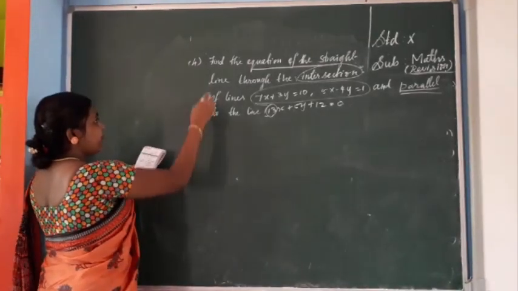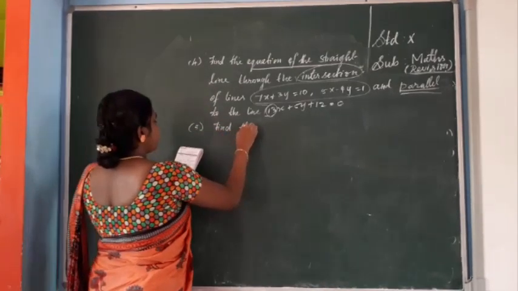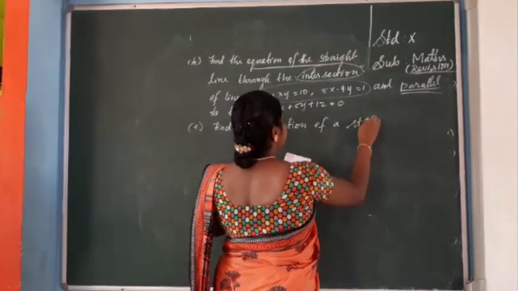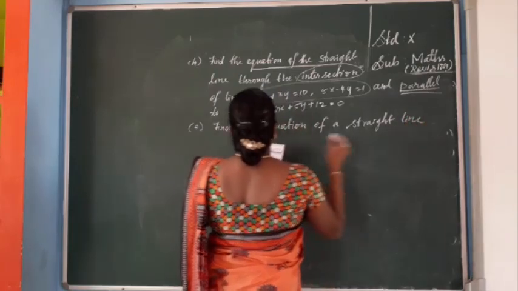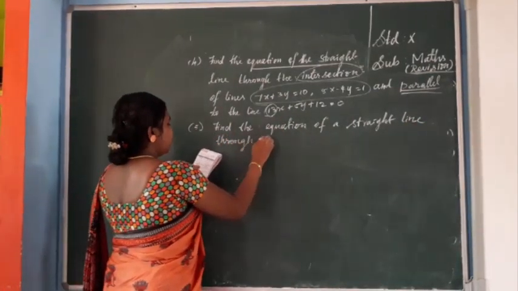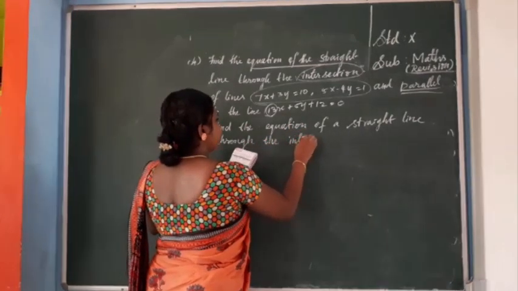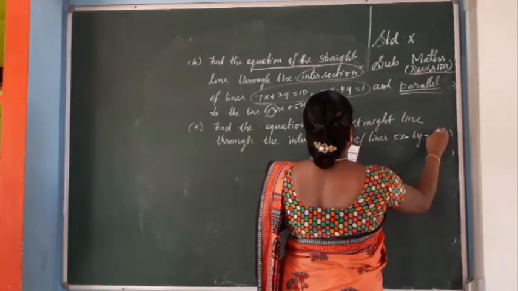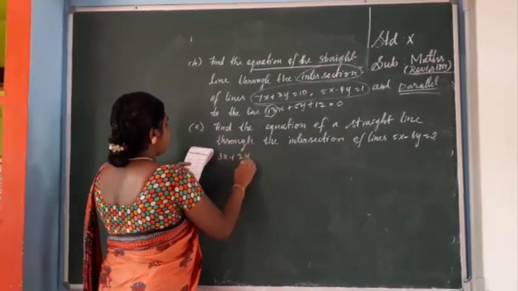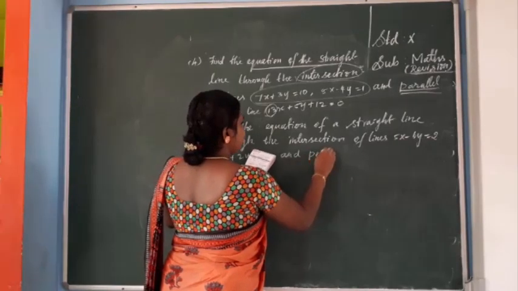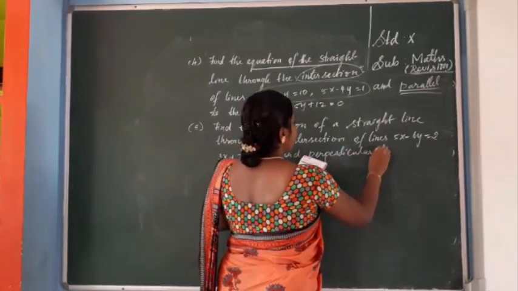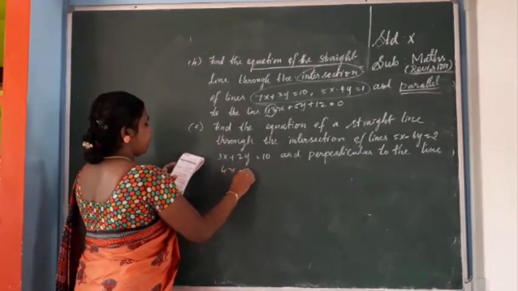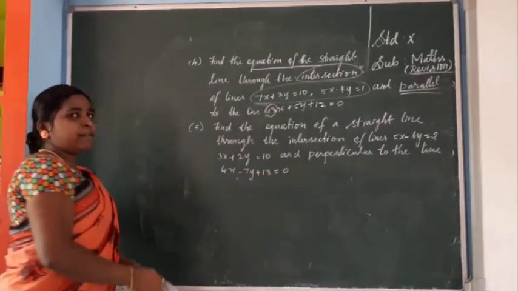Next, question number 5. You see the difference, as I did not draw that question. Find the equation of a straight line through the intersection of the lines 5x minus 6y equal to 2 and the line 4x minus 7y plus 13 equal to 0.